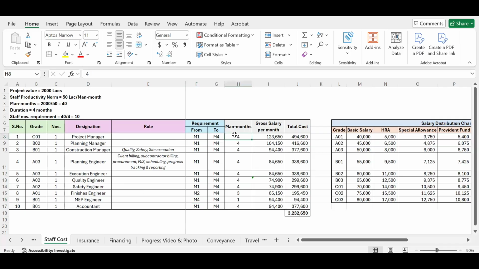Then on that basis, you will calculate the man months. Man months means number of months they will be required multiplied by the total number of staff. So here everywhere it is one staff. So your man months will be solely dependent on the number of months. Okay. So project manager, planning manager will be required for 4 months. This finishes person will be required for 3 months, and your MEP engineer will be required only for 1 month.